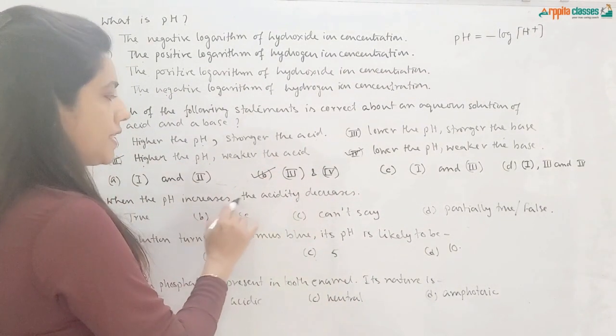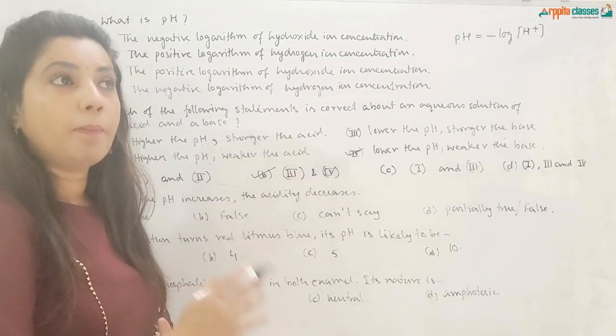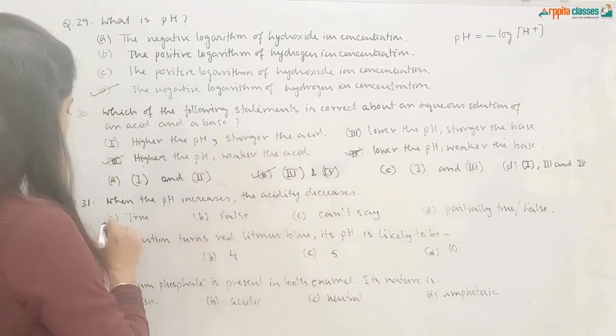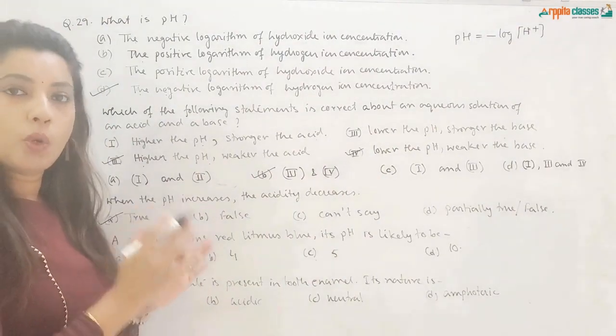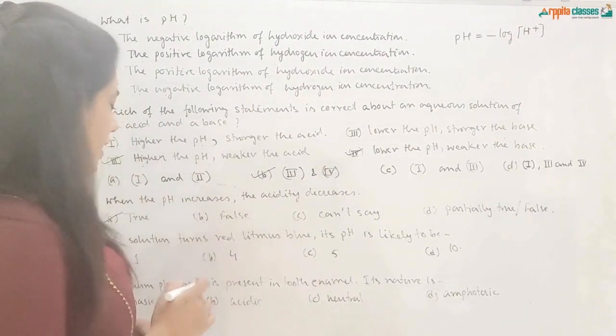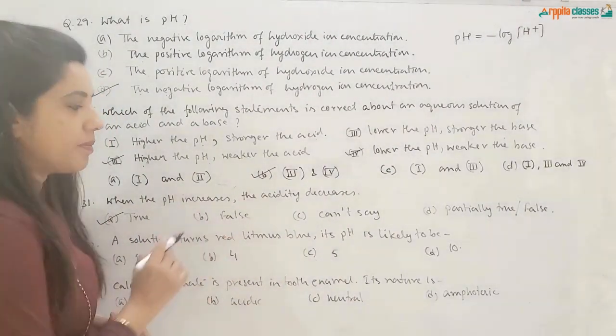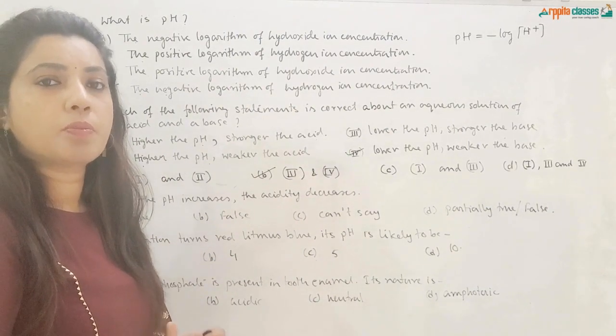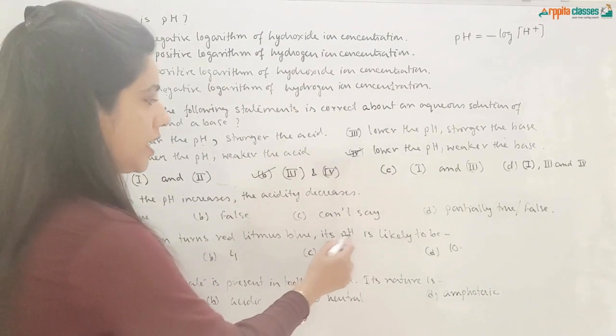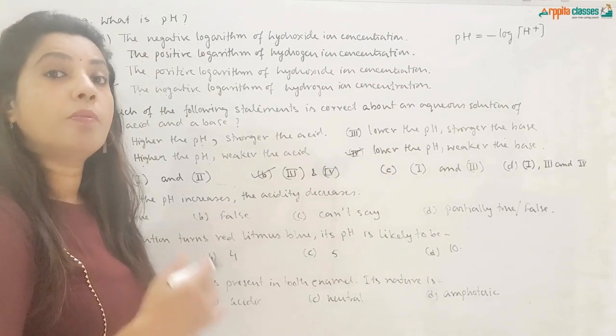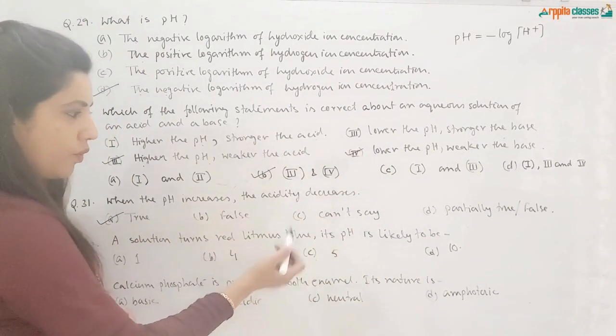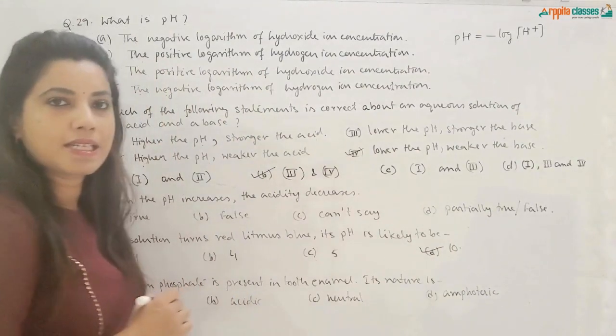When the pH increases, the acidity decreases. It's absolutely true. In lower pH only acids are strong, right? A solution turns red litmus blue. A solution that turns red litmus blue means it is basic in nature. Its pH is likely to be more than 7. So it is more than 7, that is 10.